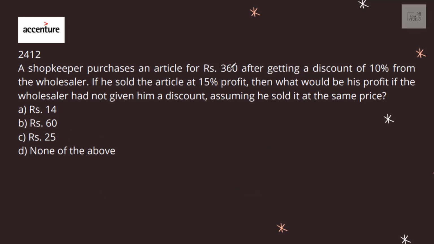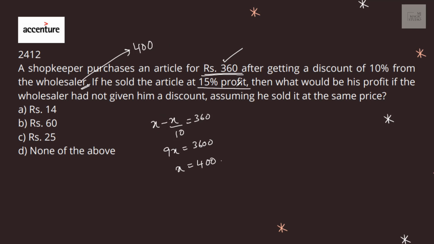A shopkeeper purchases an article for rupees 360 after getting a discount of 10% from the wholesaler. So what was the price to the wholesaler? Price to the wholesaler was X, 10% discount was given, and that becomes 360. That means 9x equals 3600. X is 400. So the price to the wholesaler is 400. You are given a 10% discount, you are getting it for 360.